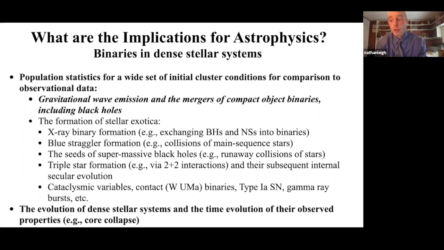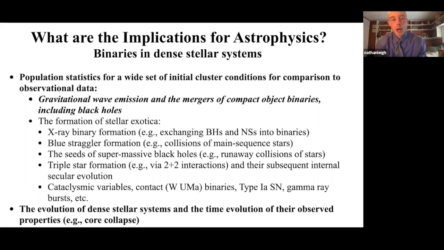We can also predict the rates of formation of various types of stellar exotica, where either collisions are required or the exchange of a compact remnant into a binary system is needed. Examples include the formation of low mass X-ray binaries, where you exchange a neutron star into a binary star system. Millisecond pulsars, which are thought to be evolved low mass X-ray binaries, where the neutron star is accreted and spun up. We can do blue straggler formation and the collisions of main sequence stars, runaway collisions, and seeding supermassive black holes. We're expanding to include binary-binary interactions in our formalism, and so on.